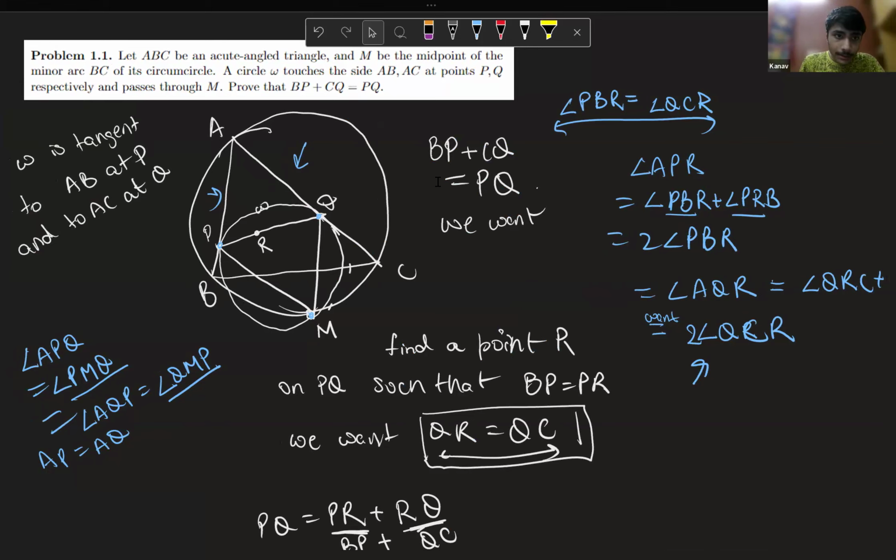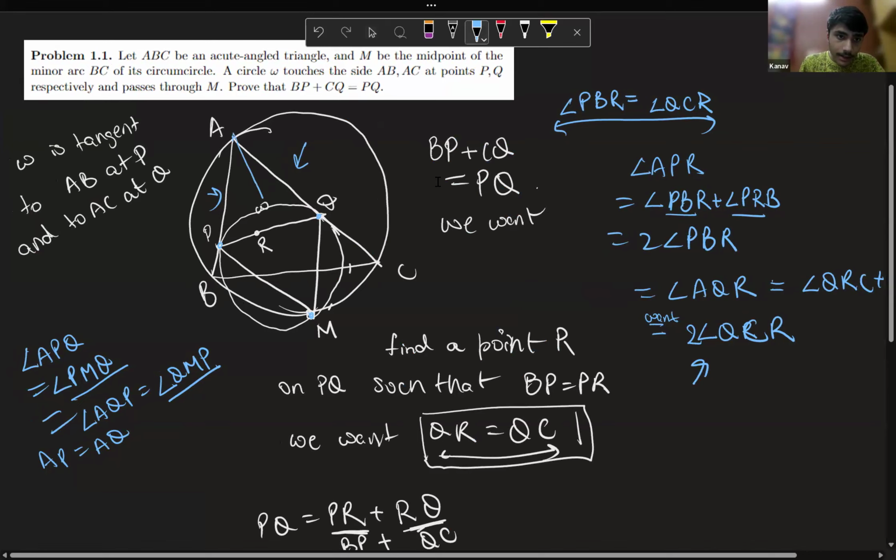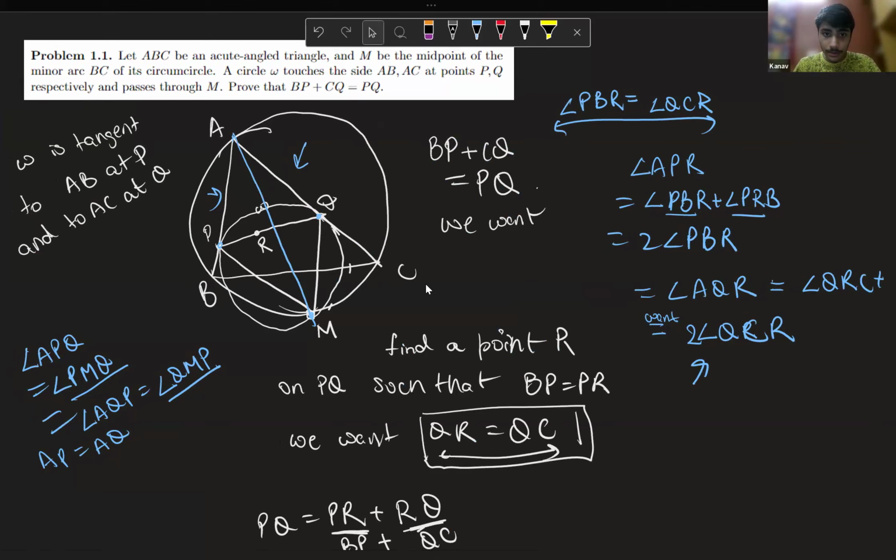Someone also mentioned that AM is actually the perpendicular bisector of PQ. Can you prove it? Whoever just said that, how did you get this? M is the midpoint of arc BC, not BC. Like on the circumcircle, a point on the minor arc says that MB is equal to MC. Fine.